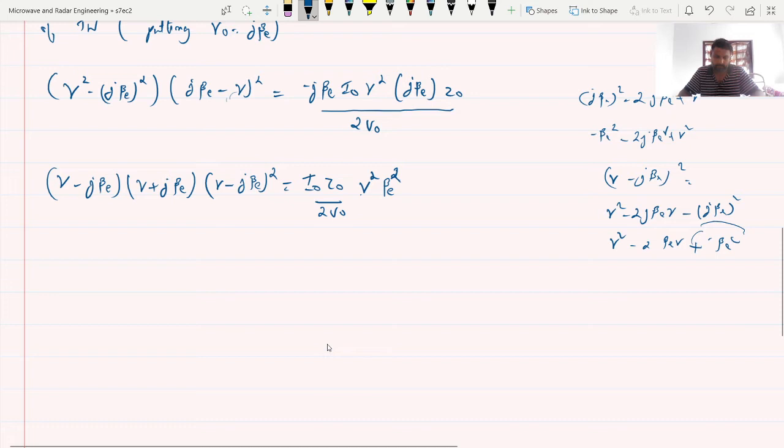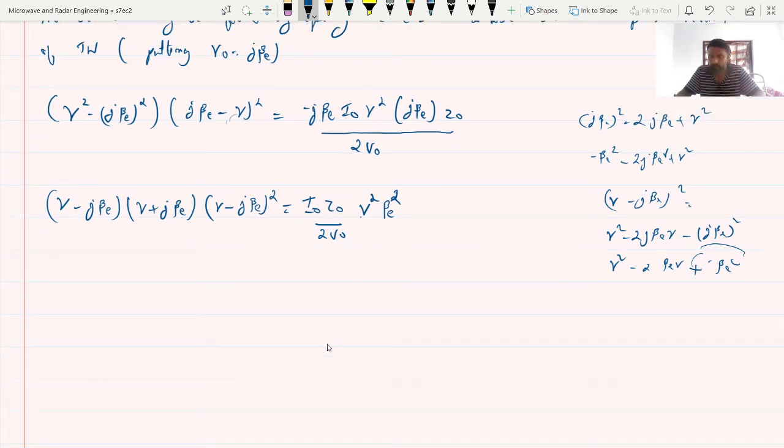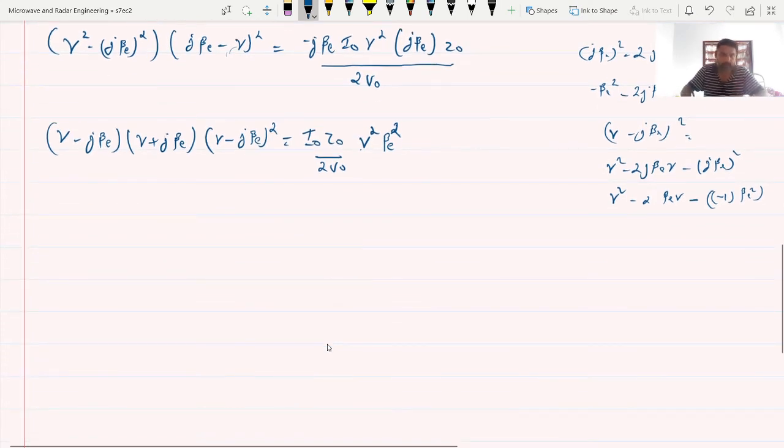j square minus 1. So the same thing only we will get, because no correction, because minus of j square is nothing but minus 1 into beta square. This will be plus, okay. Anyway, leave it. I will take like that only.